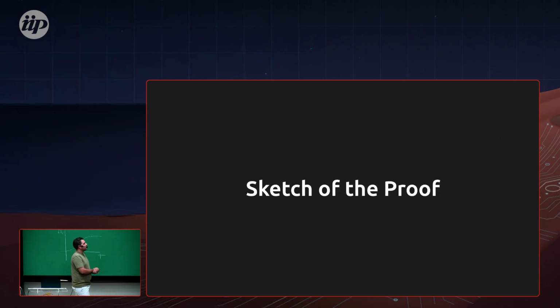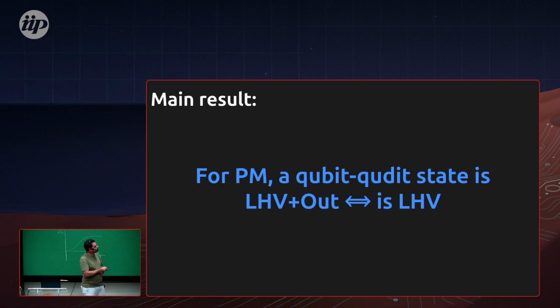Okay, and I would like to give a sketch of the proof, just because there is a theorem there that I think is interesting on its own. Just to remember, the statement is this: for projective measurements, a qubit on Alice, a qubit on Bob, the state is LHV plus out if and only if it is LHV. One part of it is trivial because this model is more powerful than this one. So if a state has a LHV model, a local model, for sure it will also have a LHV plus out model. The other direction is less trivial.